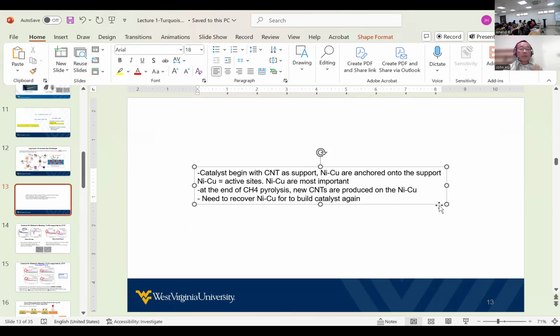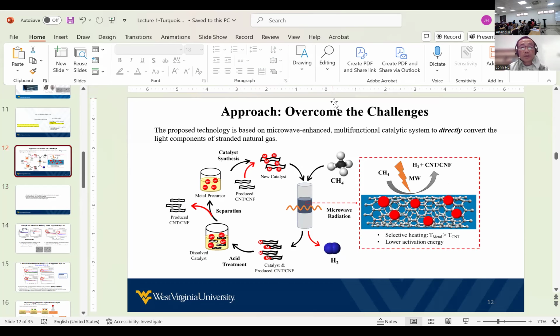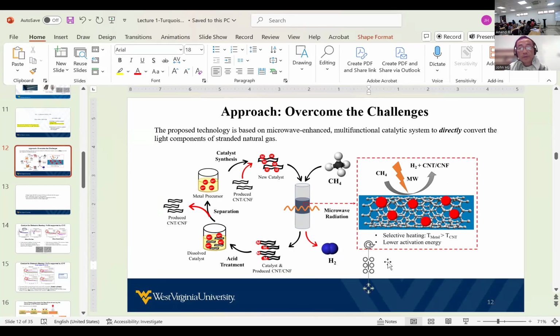Again. Okay, so I want to give you some data. This cartoon is very difficult to understand, so I'm going to talk about this cartoon. Okay, so basically I'm going to say we begin with 1 gram CNT, and then 1 gram nickel and copper.